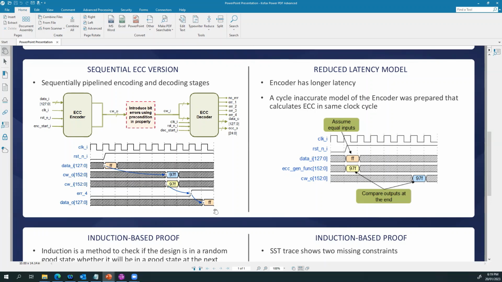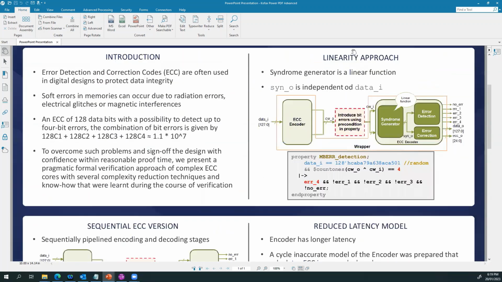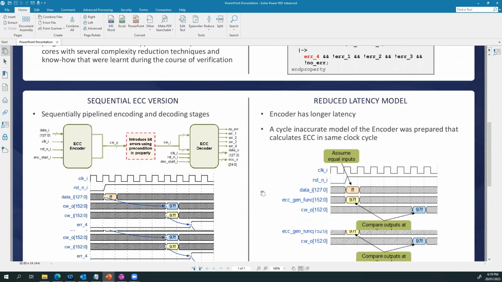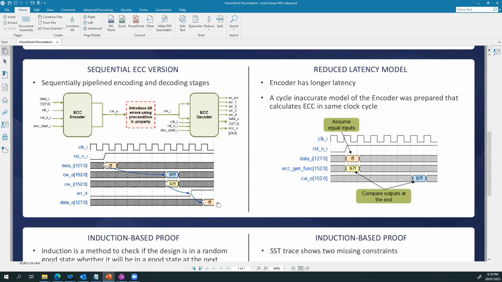So it's taking a lot of time to really check the ECC decoder. And this means that the properties that we wrote using this linearity approach also failed or gave up after 120 hours of proof runtime. So we had to look into further possibilities, and the next thing was to prepare a reduced latency model. If you see from the timing diagram, it seems that the encoder has a longer latency here.